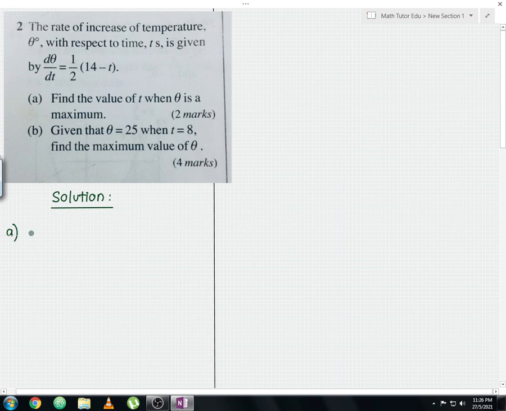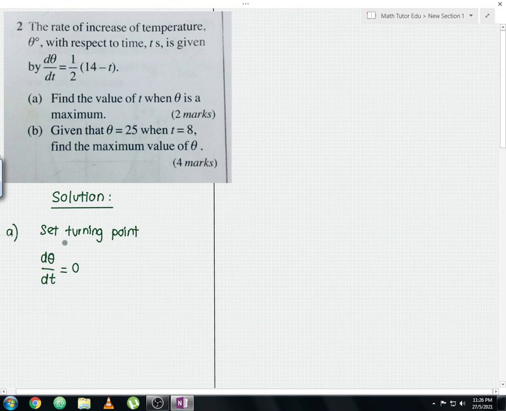So in order for us to set the turning point, let me write here, set the turning point. So we need to make sure that our d theta over dt is actually equal to 0. Okay, so when we set our d theta over dt equal to 0, then only we are able to find the point, whether the point is actually maximum or minimum. In this case, it is mentioned that theta gives you a maximum value.